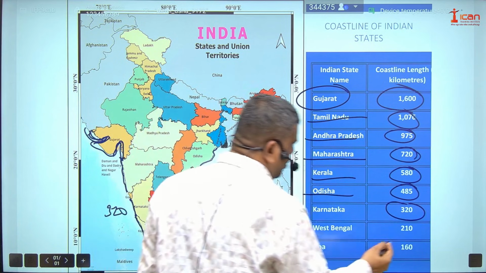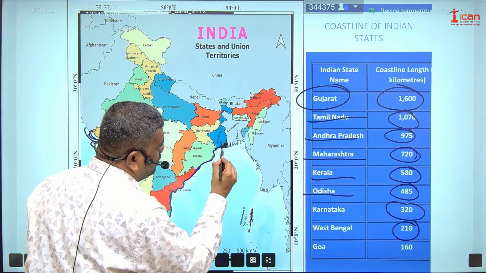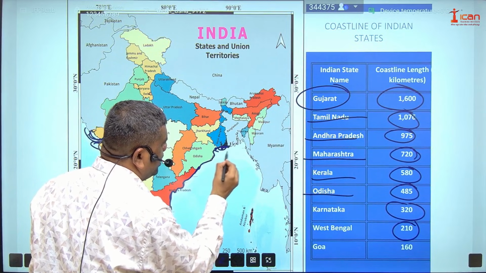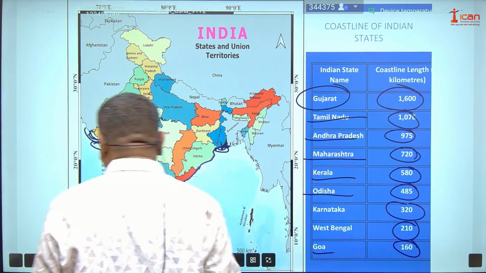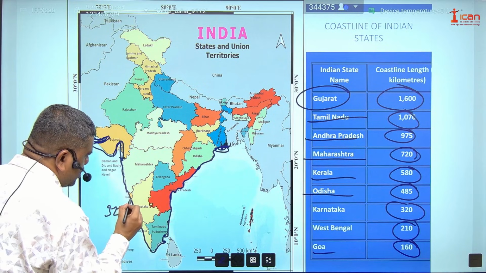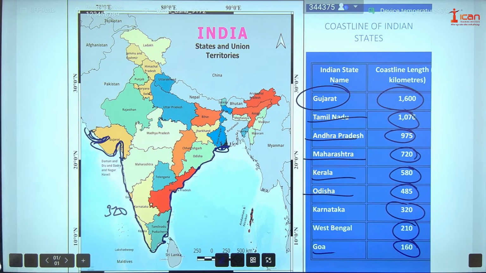And then we have West Bengal, which is 210. So West Bengal is only here, and this is mostly Sundarbans. The Sundarban delta is here, right? And then there is Goa with 160. Goa has a very small coastline. It's a very small state. It's the smallest state, right? So this is how the coastline is different.